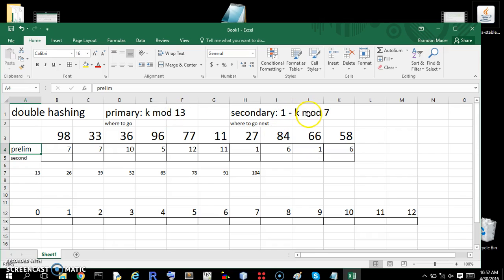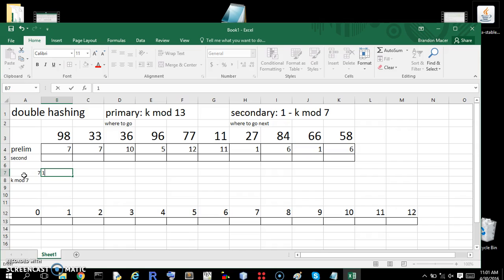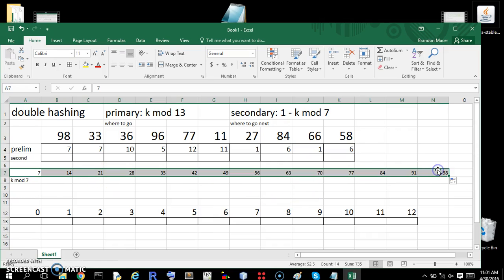The next one is 1 minus k mod 7. So what we're going to do is just k mod 7 first, and then we'll do the 1 minus that next. So we're going to be careful because we don't want those to be considered our answers. So we're going to put them down here. So mod 7, we're going to go ahead and get rid of all these multiples of 13, and replace them with 7s. 7, 14, 21, 28. I have to go pretty far with this. 98 should be enough. Okay.